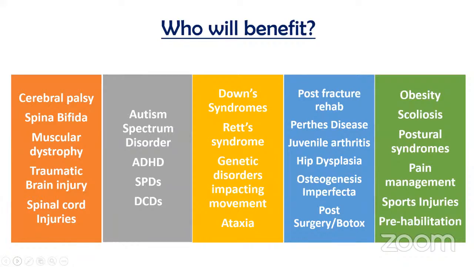So that is actually embodiment. It's building up a positive body image in our mind. And that is how we then go about building up neuroplasticity. These are the conditions in which aquatic therapy would be beneficial. So this would be almost the whole range of neuromusculoskeletal conditions.